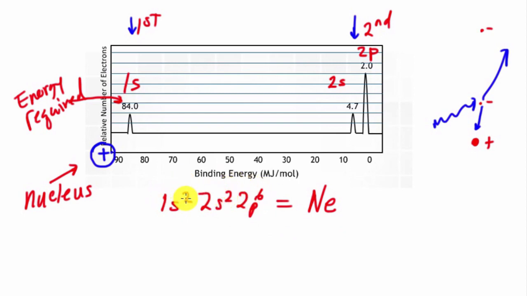6 plus 2 plus 2 gives you 10 electrons, and therefore neon is the one that has the 10 electrons, assuming that we have a neutral element, and I'm pretty sure that they're always going to keep these as neutral elements. Okay, so that's pretty much how you're going to interpret this.